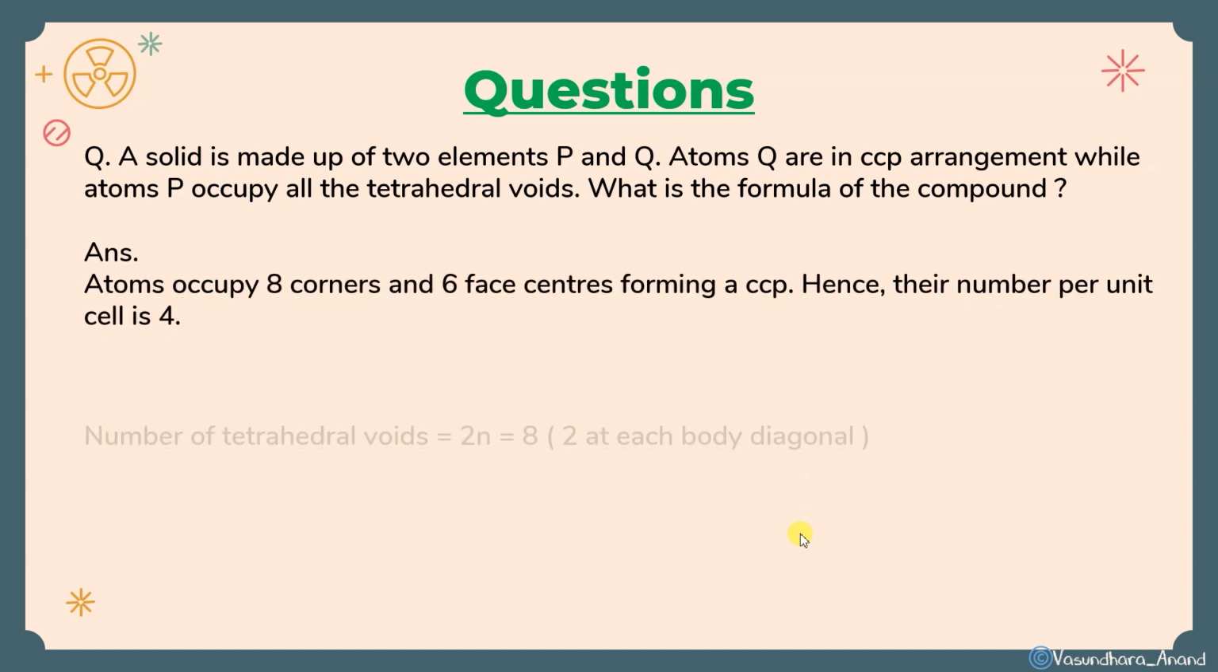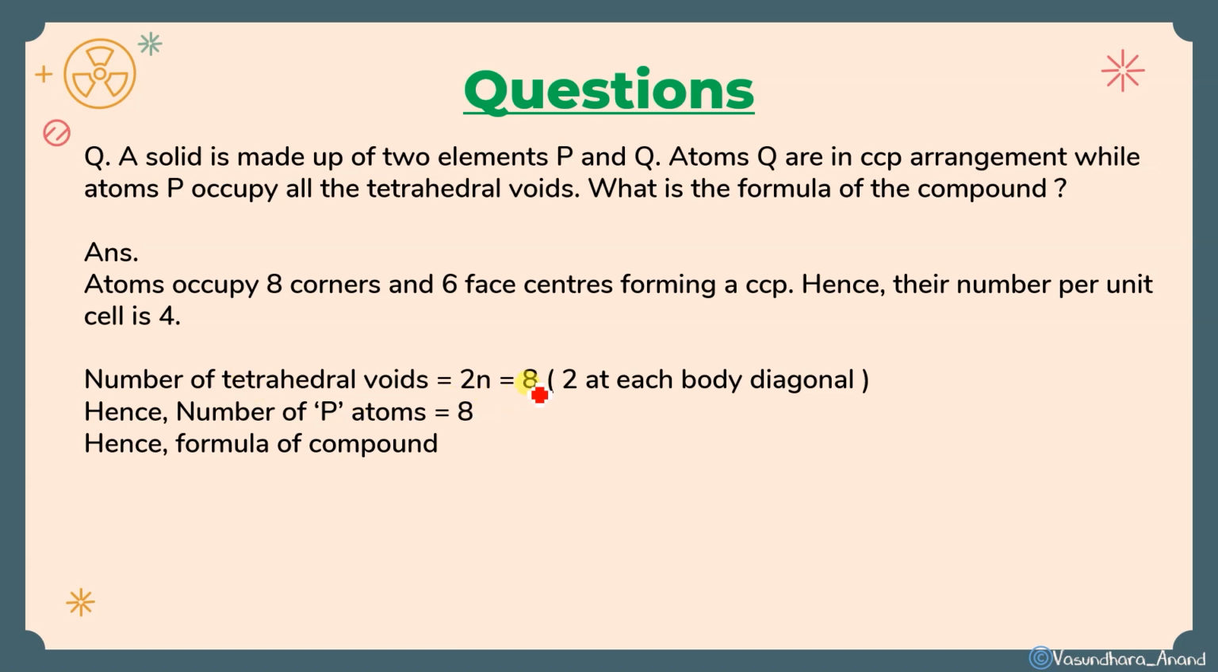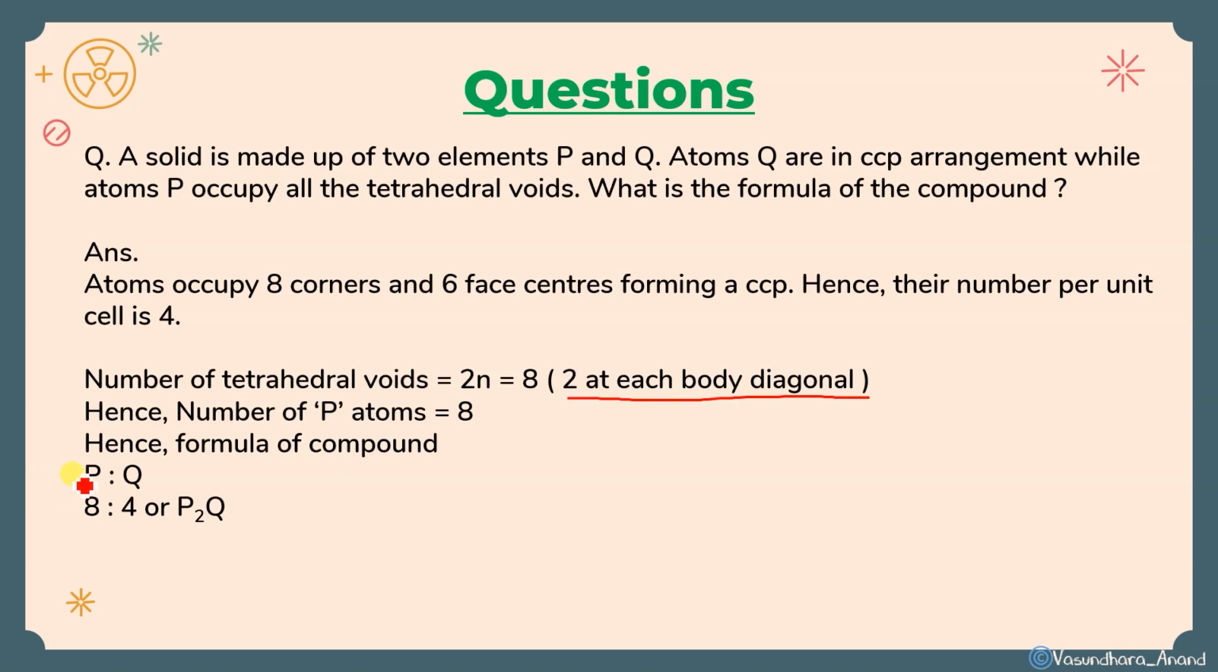Atoms occupy 8 corners and 6 face centers, forming CCP. Hence the number per unit cell will be 4, that I have already told you so many times. And the number of tetrahedral voids is equal to 2n, which is 8, and where the tetrahedral voids occur, it is written over here, 2 at each body diagonal. So the number of P atoms we got is 8, and Q atoms is 4, isn't it? So the formula will be P8Q4, that means P2Q. Any problem? P8Q4, or you can say simply P2Q.